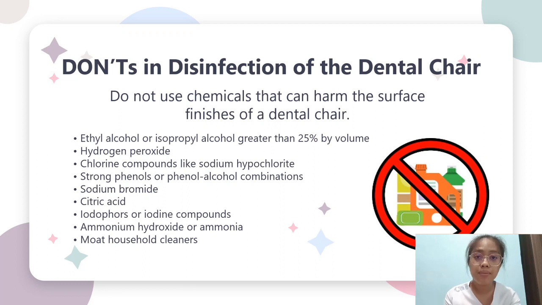Don'ts. Do not use chemicals such as ethyl alcohol or isopropyl alcohol greater than 25% by volume, hydrogen peroxide, chlorine compounds like sodium hypochlorite, strong phenols or phenyl alcohol combination, sodium bromide, citric acid, iodophores or iodine compounds, ammonium hydroxide or ammonia, or household cleaners, so that harm to the surface of the dental chair can be prevented.